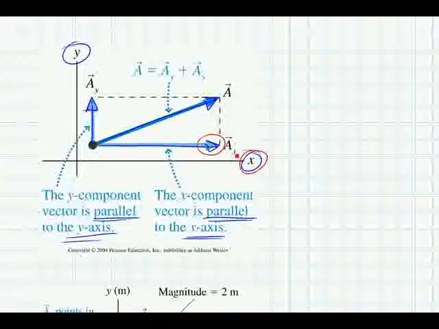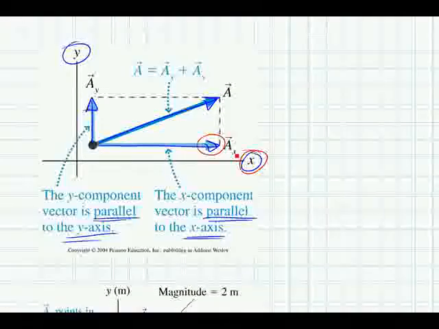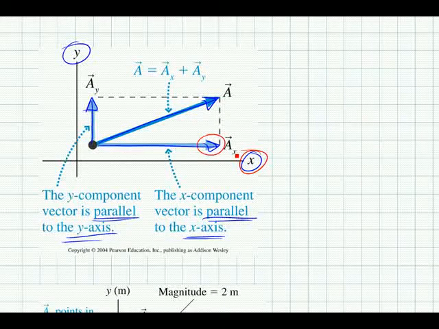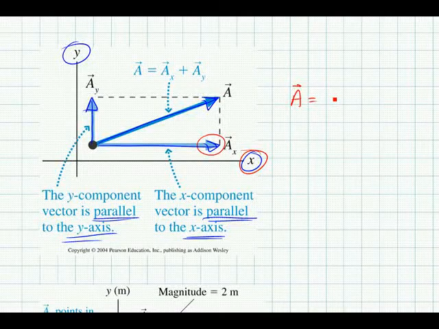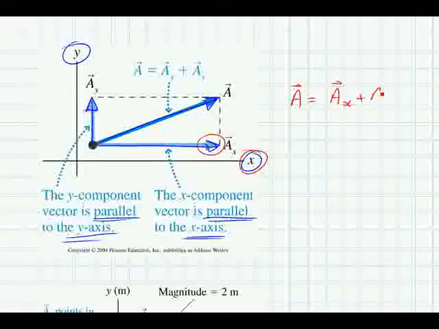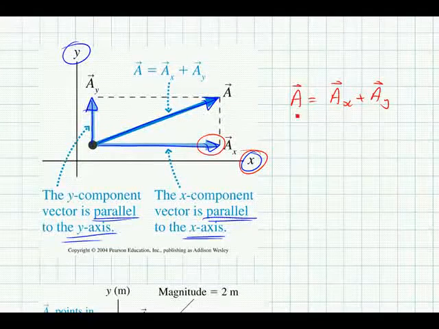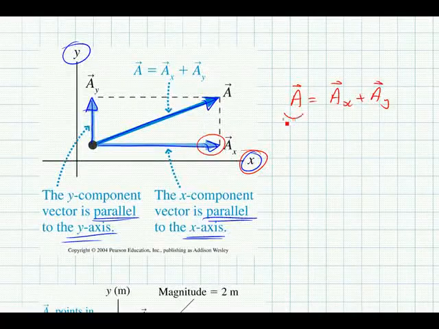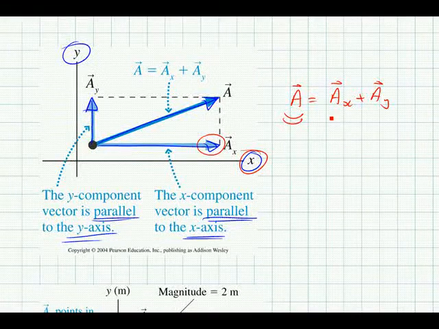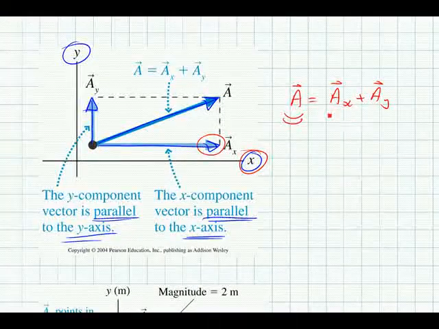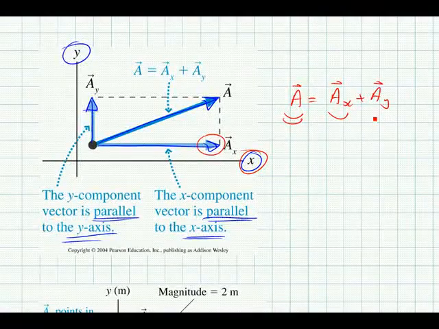In this example, both ax and ay are positive vectors. So you can write vector A as ax plus ay. What you're expressing here is that vector A is a vector that has a component parallel to the x-axis with magnitude ax, and a component parallel to the y-axis with magnitude ay.